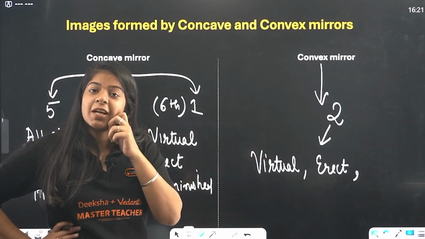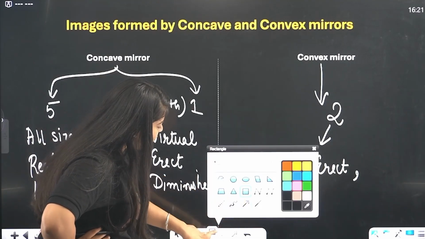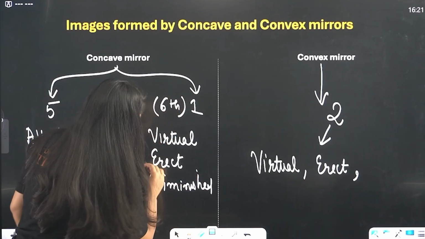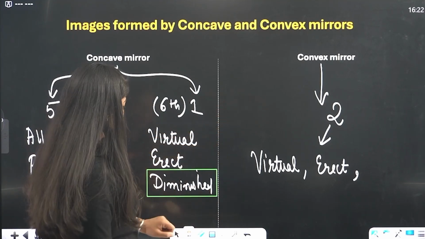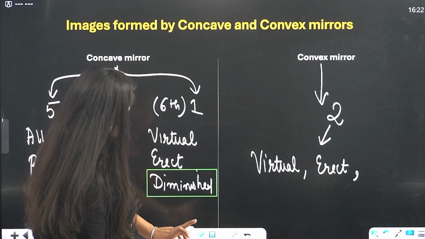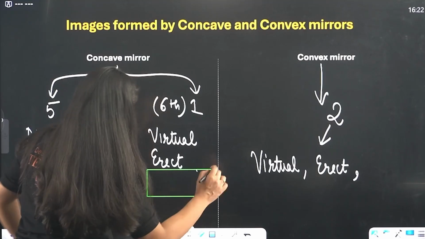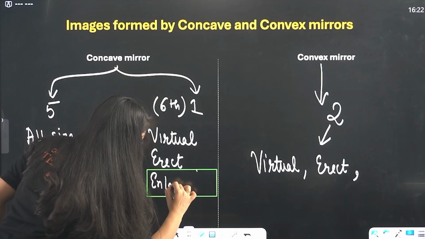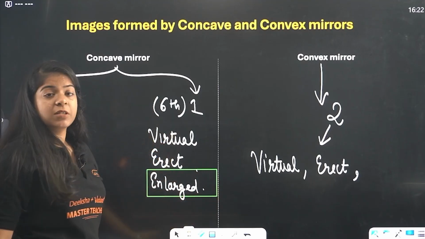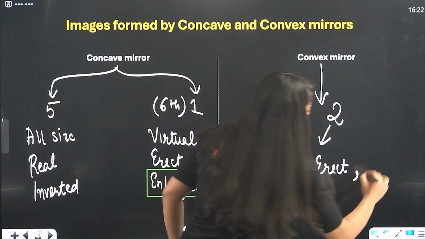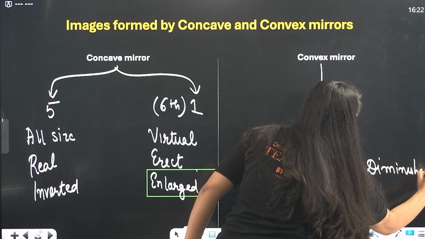How will we differentiate? Now look, in the concave mirror, the virtual image formed will always be enlarged. But in case of convex mirror, beta, I did something wrong. Here it will not be enlarged, it will be diminished. My mistake. So in concave mirror, the virtual image will always be enlarged. However, in convex mirror, the virtual image beta will always be diminished.